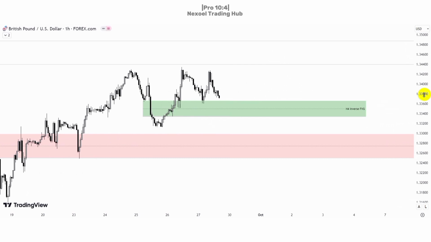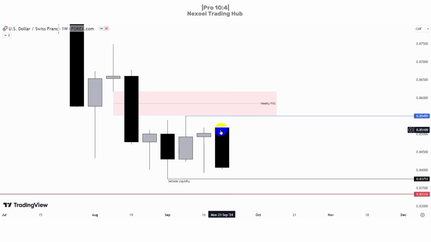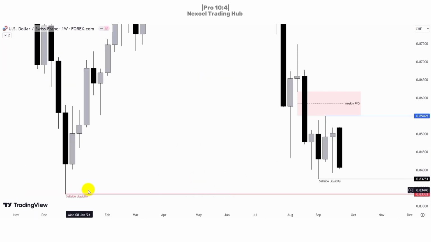So let's check out the USDCHF pair. This is the weekly time frame for the USDCHF pair. I've been anticipating to see that price would return into this weekly fair value gap, take out this buy side liquidity before we have the push of price to take out the sell side liquidity, and in extension, the sell side liquidity.